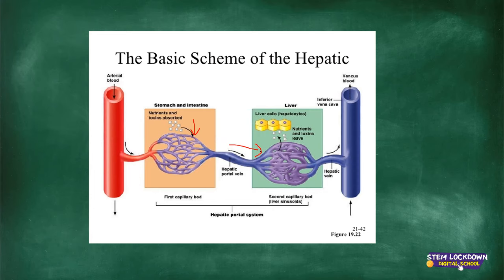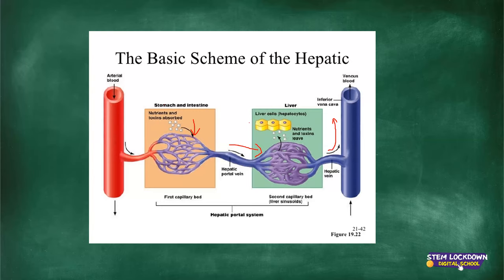We have deamination of amino acids taking place, and we have breaking down of harmful substances taking place, okay? And then after all that has happened, the liver sends the blood to the inferior vena cava. And from there, we have the blood distributed to all different cells of the body. So basically that is where assimilation takes place, where your body cells take up nutrients from the blood. Okay.